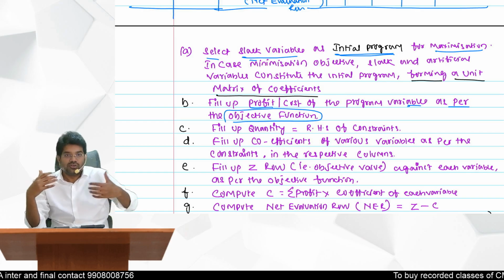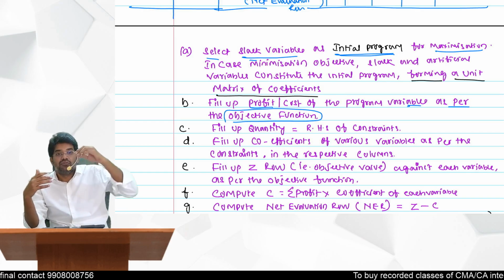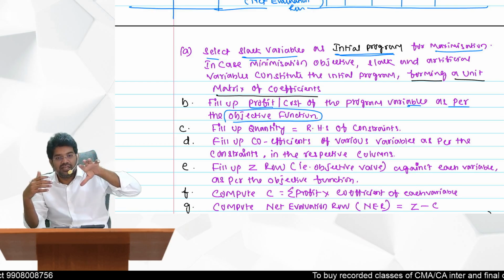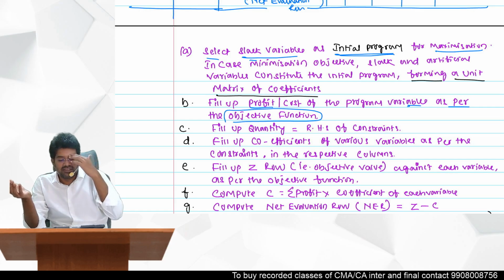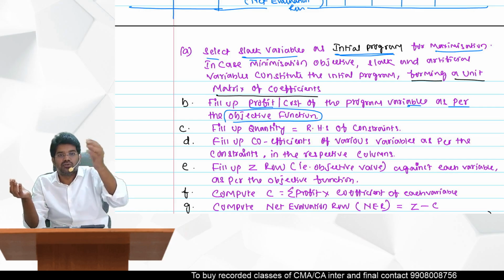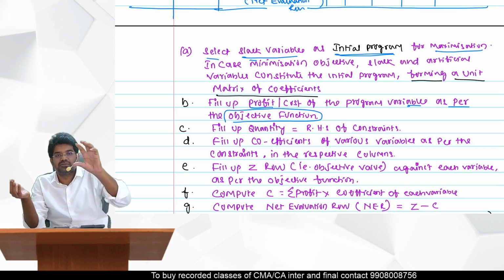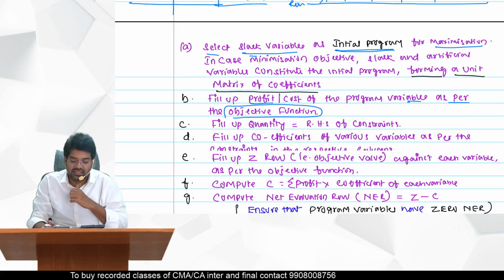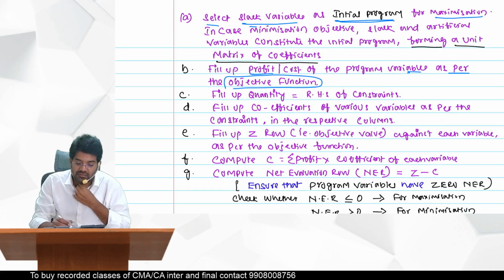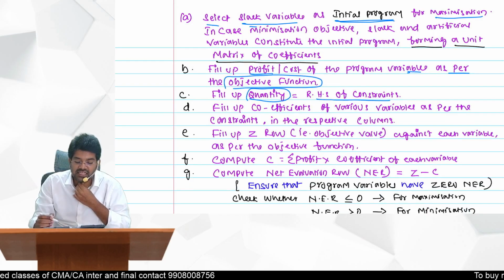So that logic only I was explaining. If you take x1, x2 as 0 units, then the value of s1, s2, s3 will be 0 only. So directly the objective function coefficients of the slack variables s1, s2, s3, that only you should take as profit. Then fill up the quantity column. Quantity column, what should you take? Right hand side of the constraints. Constraints right hand side you should take.